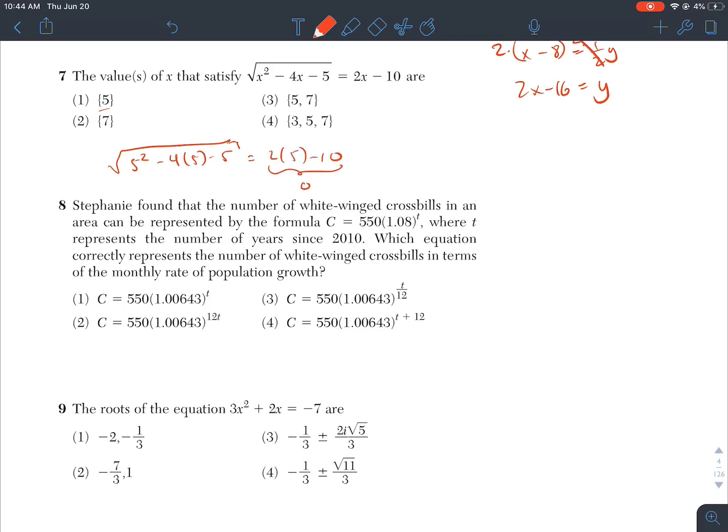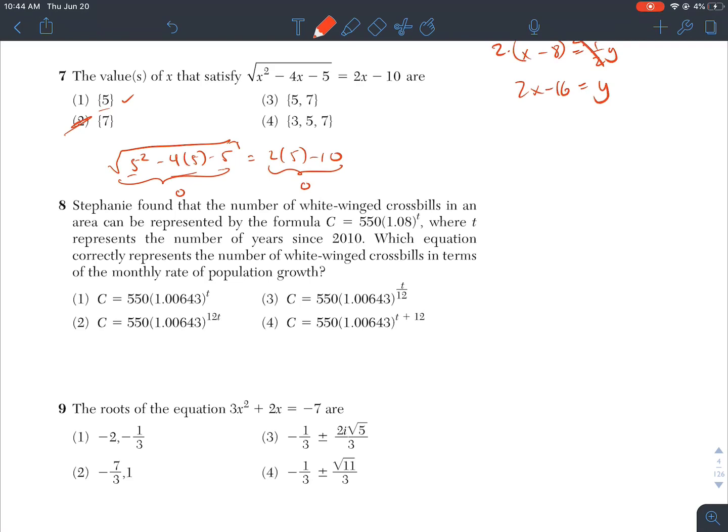This is 0, and 25 minus 20 minus 5 is 0. Square root of 0 is also 0. So 5 works. That means answer choice 2 is out. Next up, I'm going to check answer choice 3. So let's check if 7 works.